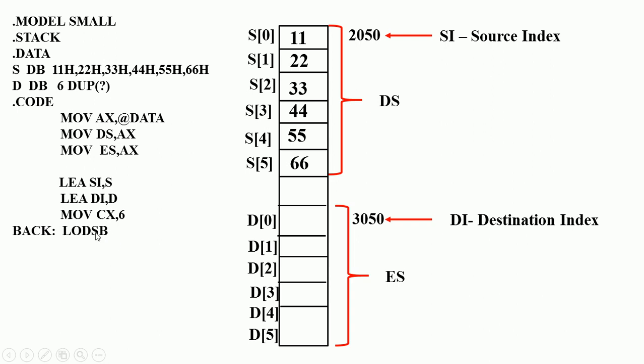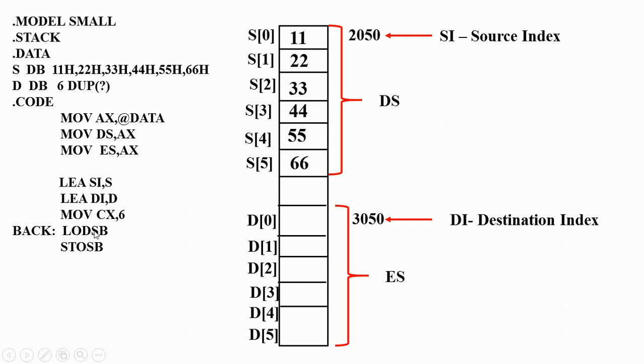Then what is the meaning of load string byte? It transfers data from memory. Which memory? That address is given by DS with SI. DS gives the segment, SI gives the offset, both give the physical address. Go to this location, get the data and put it in AL. Then next, if you execute store string byte, it is going to transfer the content of AL to the memory. That address is given by ES with DI.